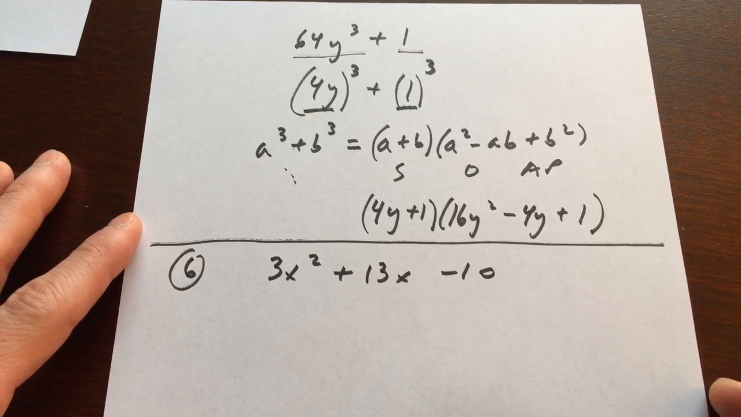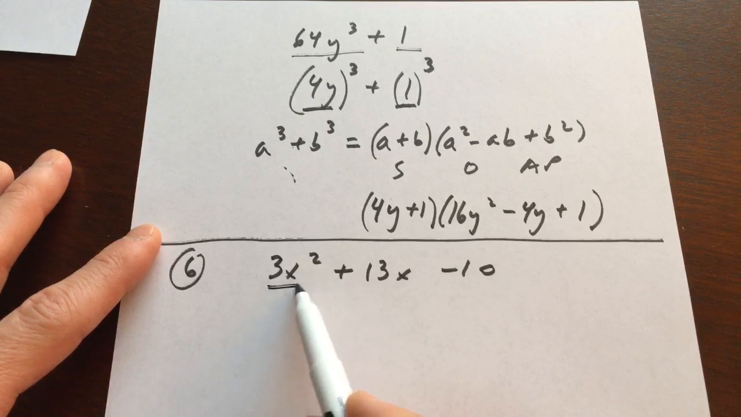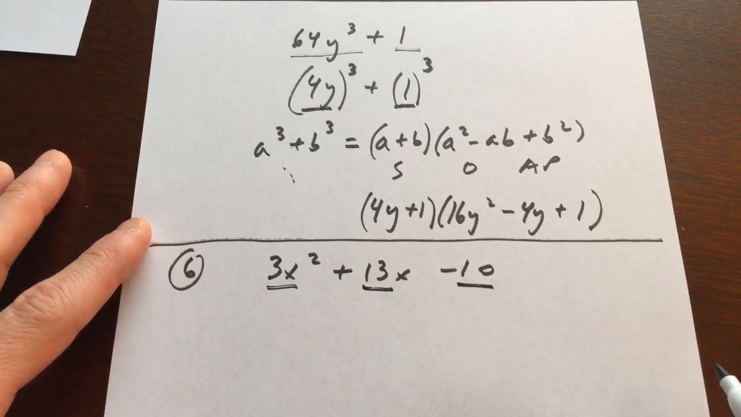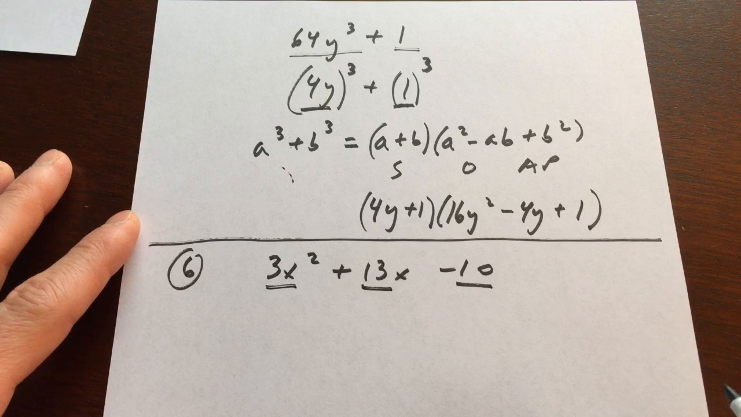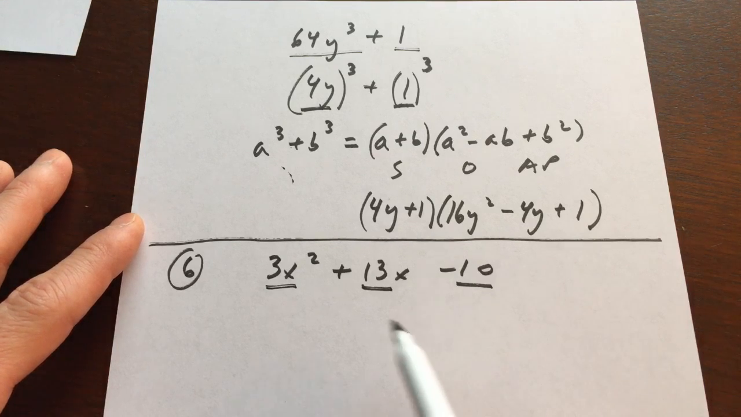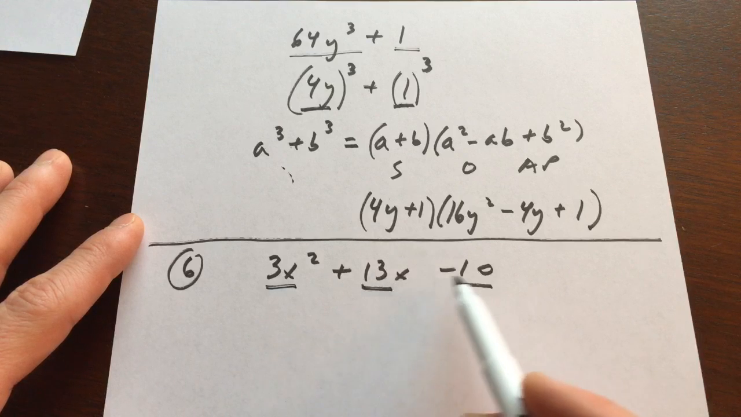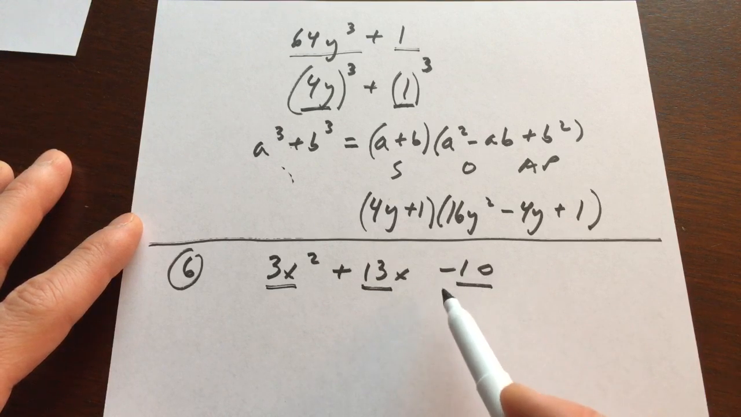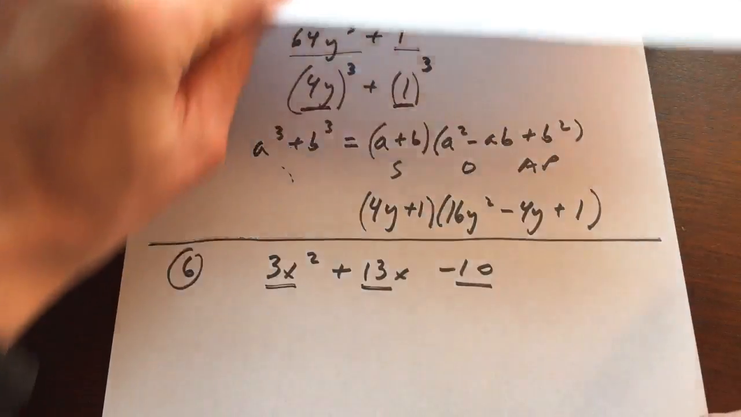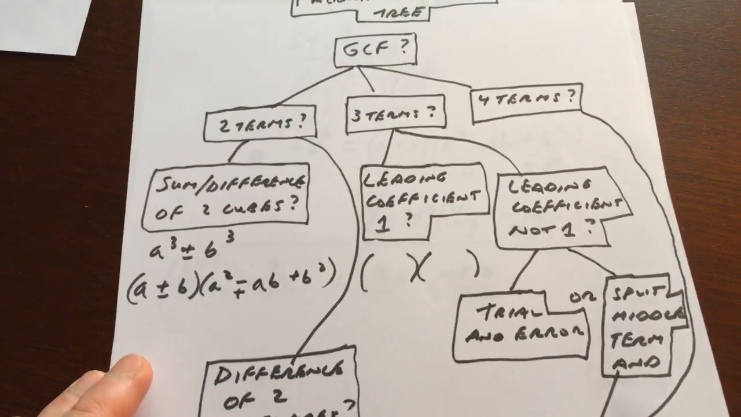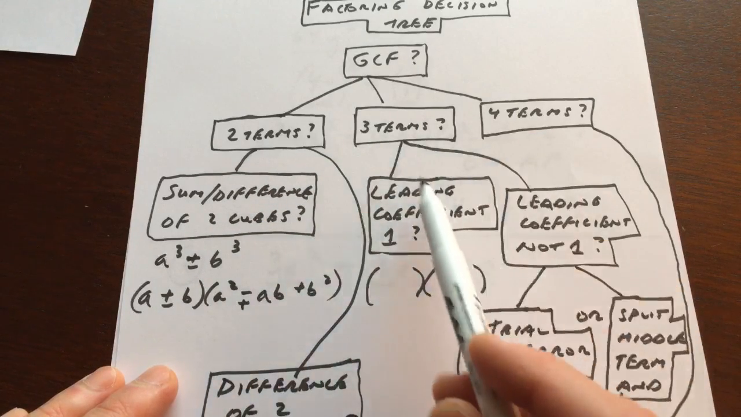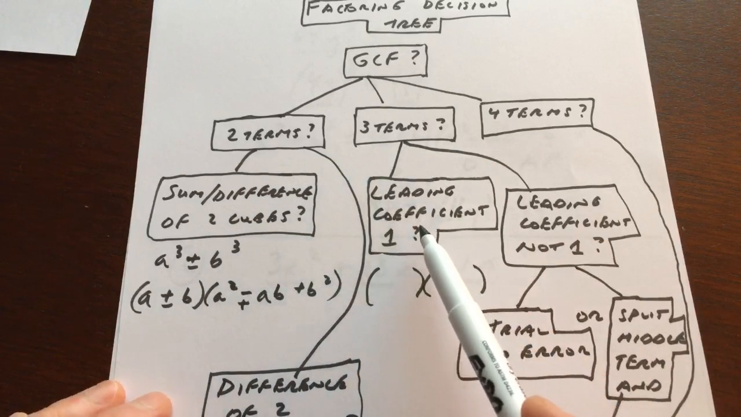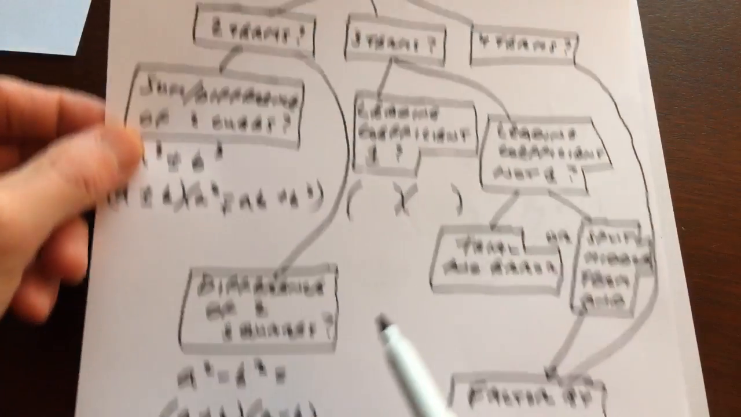Does this have a greatest common factor? Is there something we can factor out of each one of these terms? Anything that's in common? Well, it doesn't look like there's anything we can divide out of 3x squared, 13x, and negative 10. So we're going to proceed to the next step. The next step is asking ourselves, is there 2 terms, 3 terms, or 4 terms? Well, there's 3 terms, and we want to ask ourselves, is there a leading coefficient of 1?